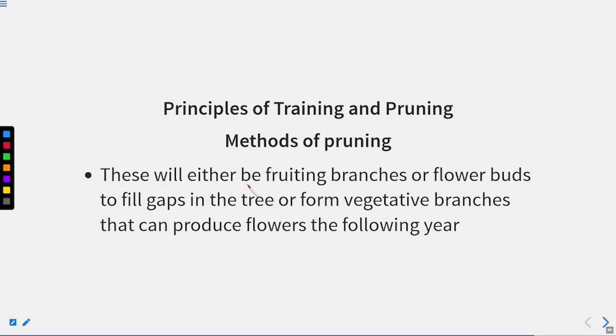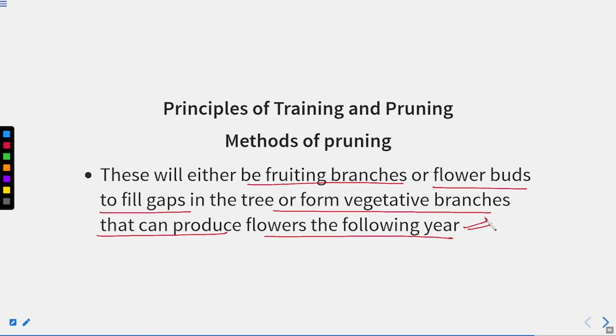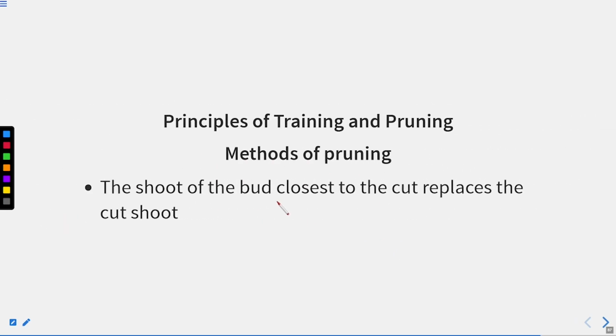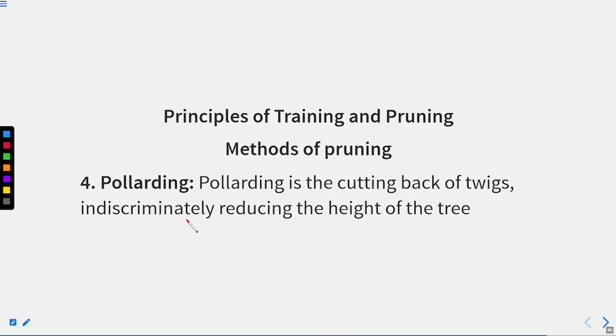These will either be fruiting branches or flower buds, to fill gaps in the tree and form the vegetative branches that can produce flowers the following year. So when we cut the branch, leaving 3 to 4 inches, a new bud can arise from the axil of that, and that can give the fruiting branches. The shoot from the bud closer to the cut replaces the cut shoot.